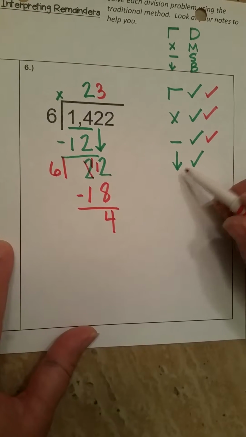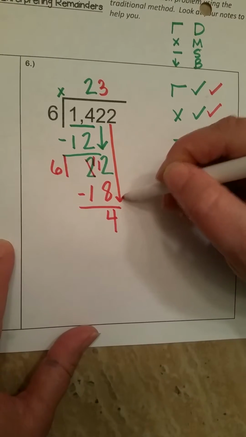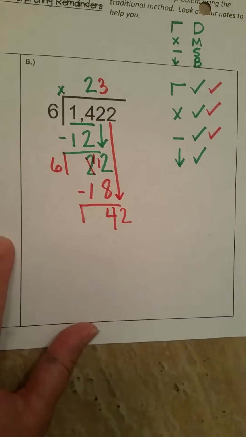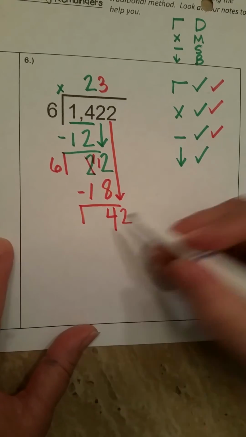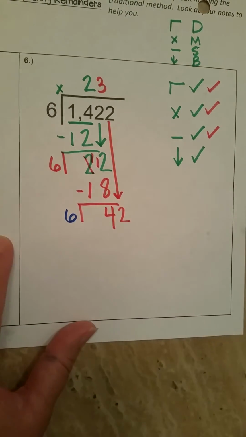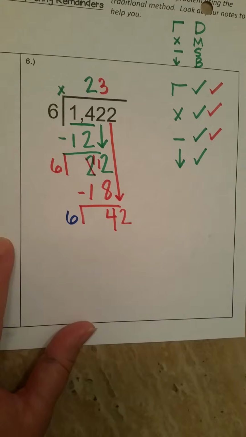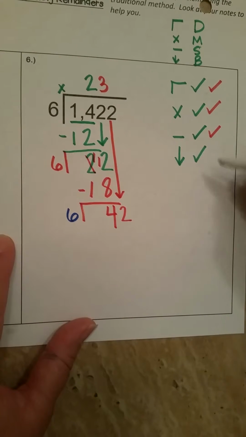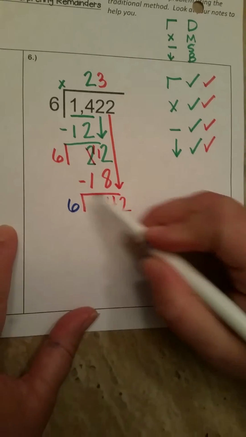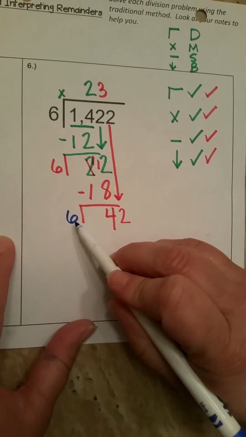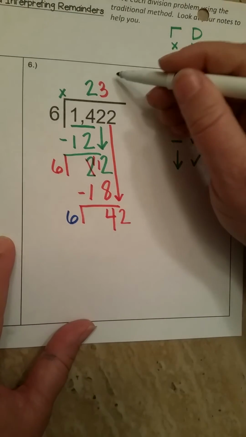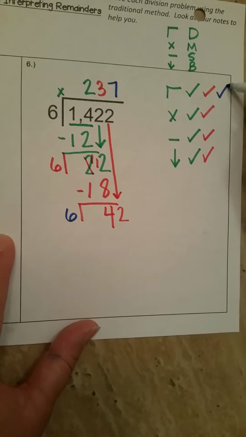I'm not done, so don't stop because there's still a 2 hanging out over here. So we've got to bring down that 2 and start a whole new problem. And that's going to be 42, still divided by 6. Your divisor's never going to change. Now I forgot right here to check off that I brought down my 2. Okay, so now I'm going to have 42 divided by 6. How many groups of 6 are there in 42? There are 7. So I've divided.